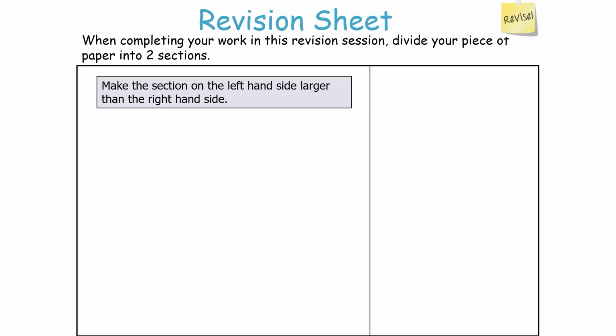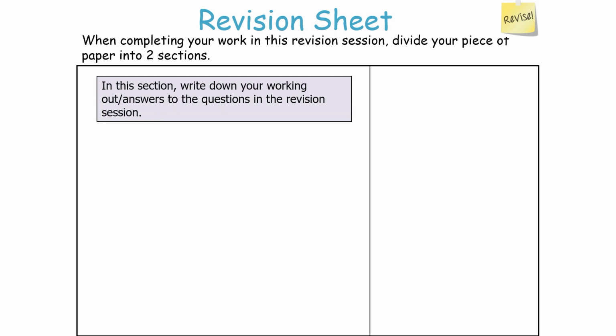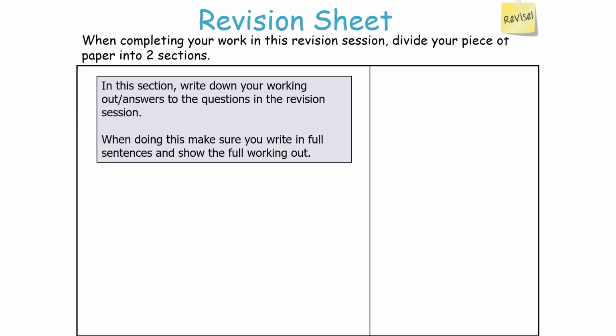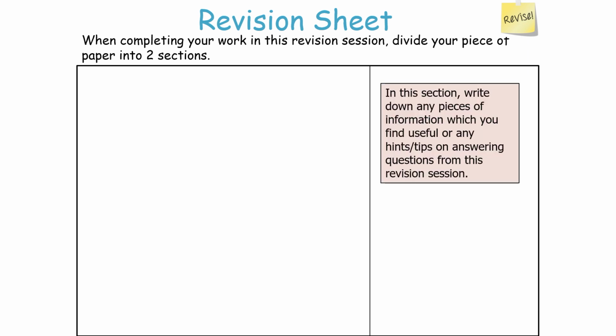So how can we be revising in this revision session? Well, when you're completing your work, divide your piece of paper into two sections. Make the section on the left hand side larger than the section on the right hand side. In the left hand side section, write down your working out answers to the questions, and make sure you write out your answers in full sentences and show your full working out. Whilst in the right hand side, write down any piece of information which you find useful or any hints and tips on answering the questions from this revision session.